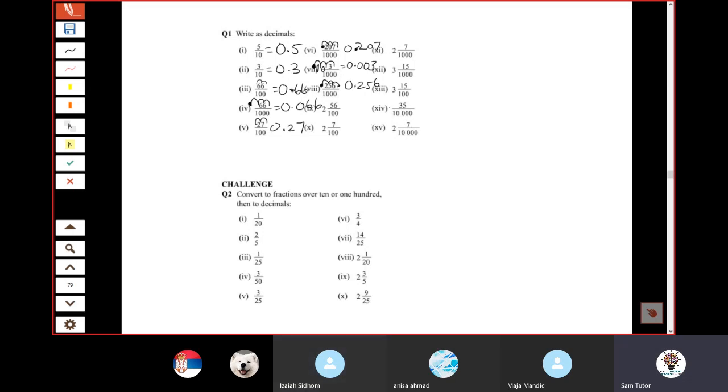Just to make sure, Isaiah, let's do this last one together as well. This one here. So 35 over 10,000. Start at the end. How many times am I going to go to the left? 4 times. Ready? That's the first one. That's the second one. Third, fourth. Put the decimal there. And then I've got to fill up these two with what?